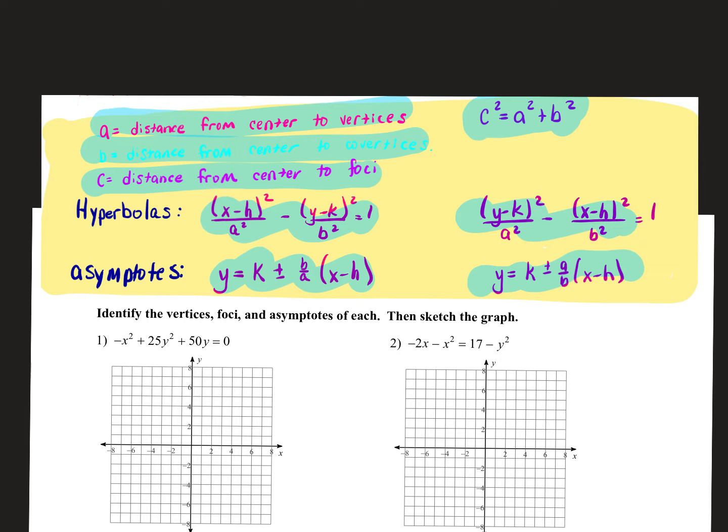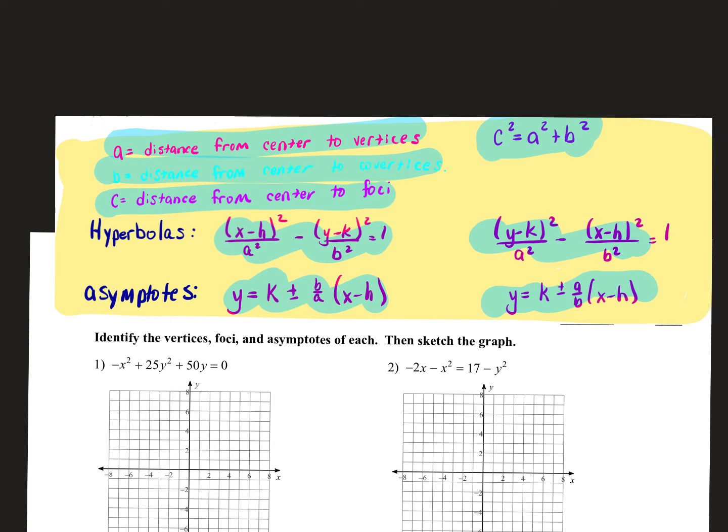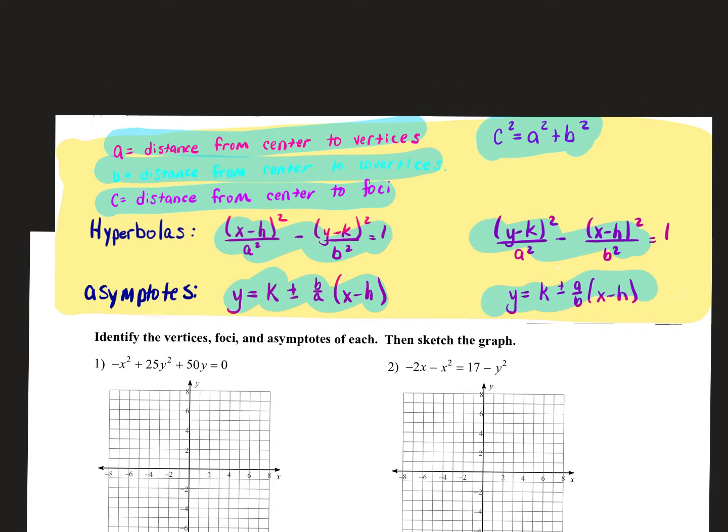This, to me, is the most important. What's on here, highlighted in yellow, the most important: hyperbolas can either be horizontal or vertical. If it's an x squared, if x is first, it's a horizontal hyperbola. If it's a y first, it's a vertical, all right? That's very important to understand.